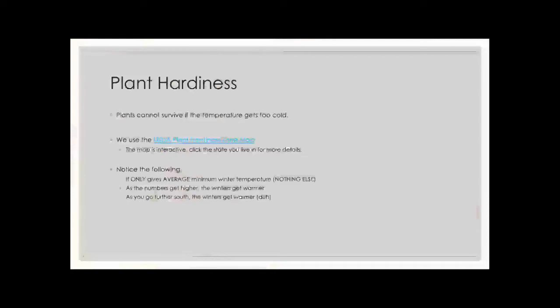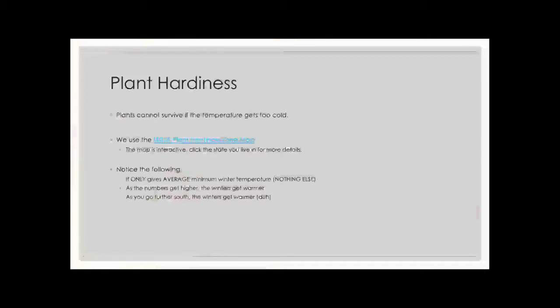Plants can't survive if the temperature gets too cold. Here in the north, we worry about how cold our winters get. All right, I'm going to take you to this map in just a second. This map is interactive, so when you click the link, you can click on different states to see what zone they're in. But I want you to notice the following. It only gives the average minimum winter temperature, nothing else. It has nothing to do with heat or water or soil type or any other thing that plants need to survive. Only average minimum winter temperature.